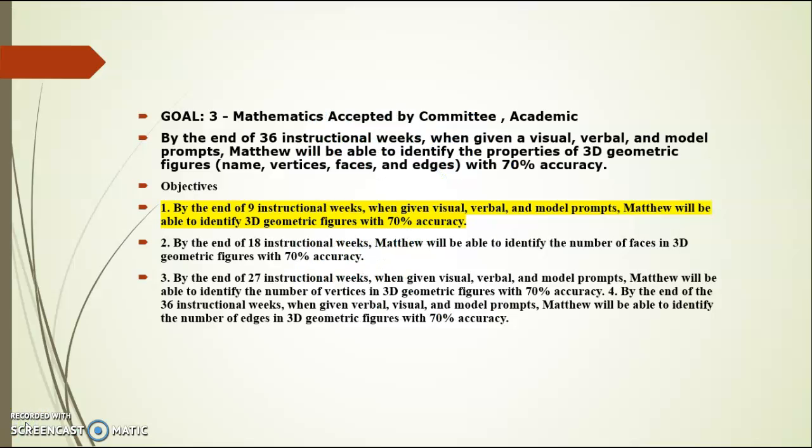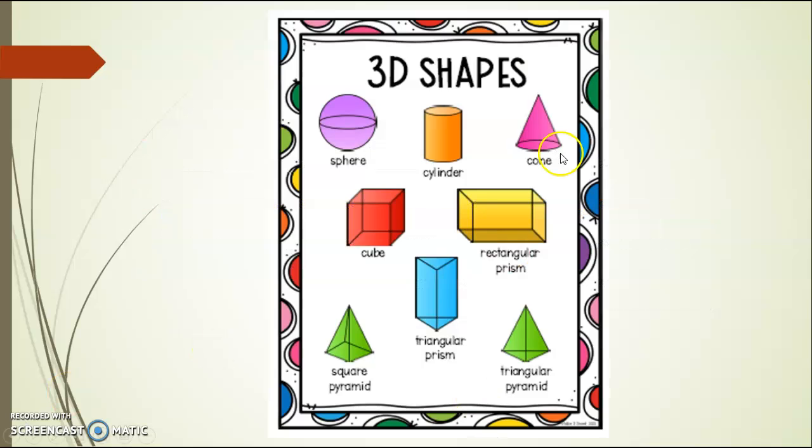So for goal number 3, Matthew, we are going to continue talking about identifying 3D geometric figures. And here are some 3D shapes. We have our sphere, our cylinder, our cone, our cube, our rectangular prism, because in the bottom, our base is a rectangle, and then the box is a prism. Here we have our square pyramid. Our base is a square, and then all our edges are coming together right here. So this is considered a pyramid, square pyramid.